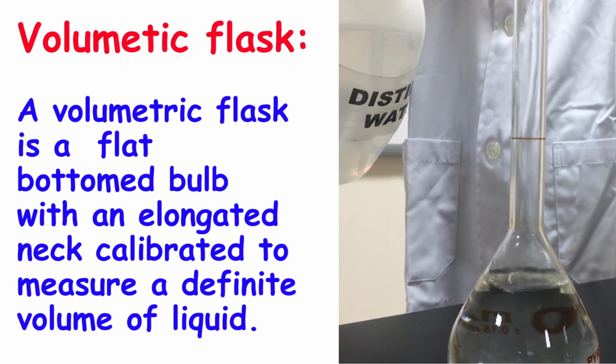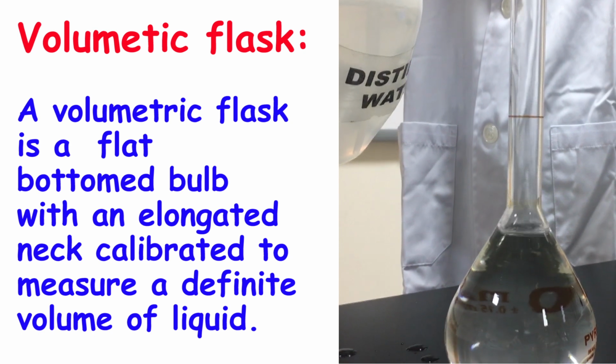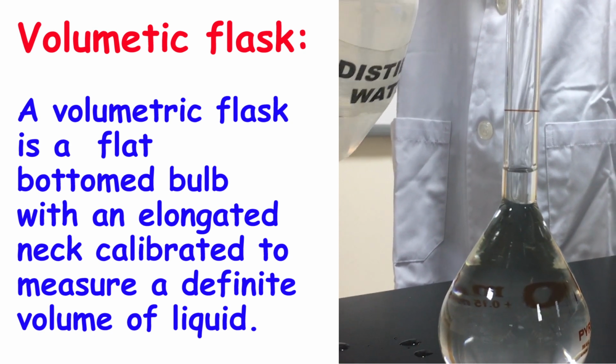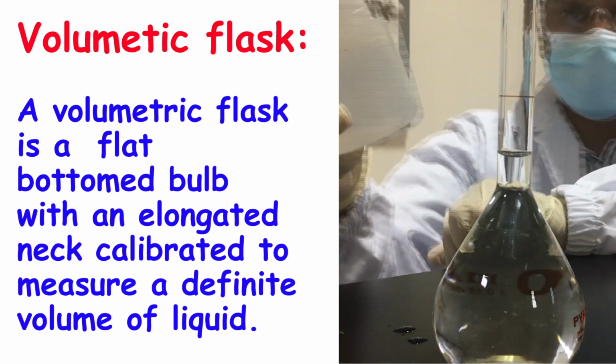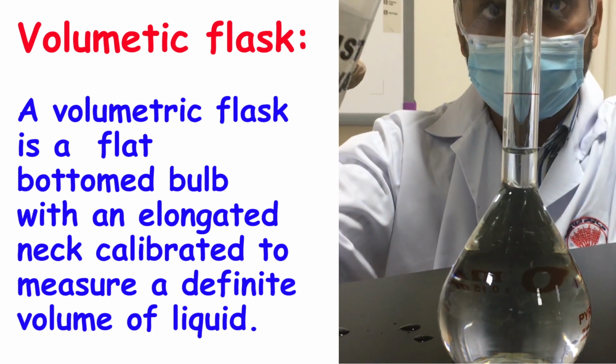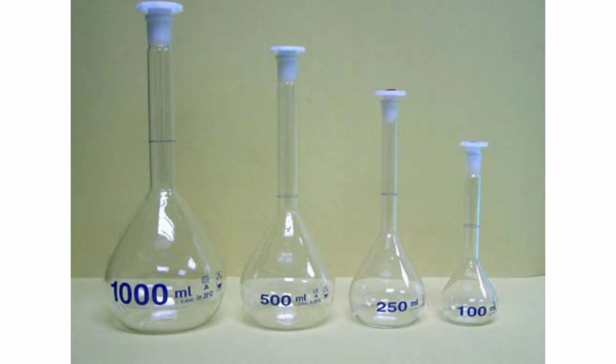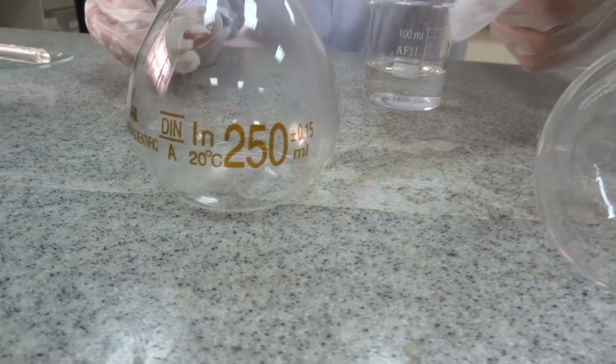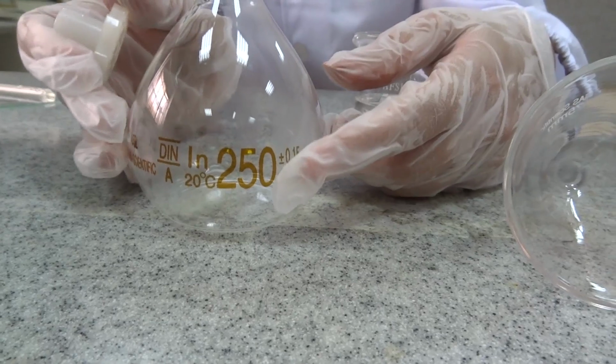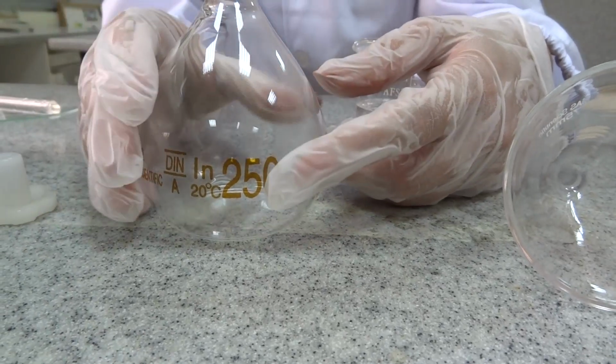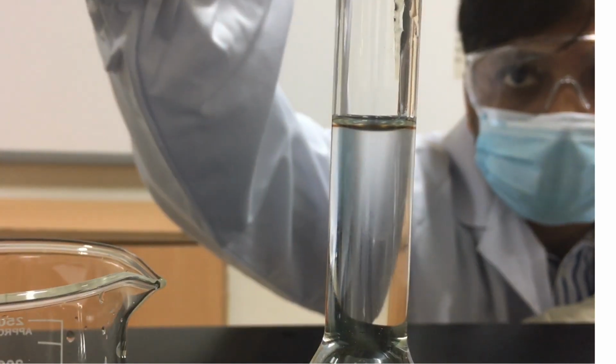A volumetric flask is a flat-bottomed bulb with an elongated neck calibrated to measure a definite volume of liquid. Volumetric flasks come in different volumes. In front of me, a volumetric flask of 250 milliliters. When the liquid reaches the calibration mark, this means that we have reached an exact volume of 250 milliliters.